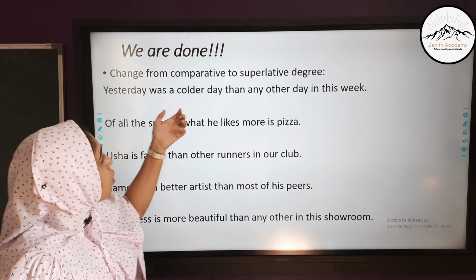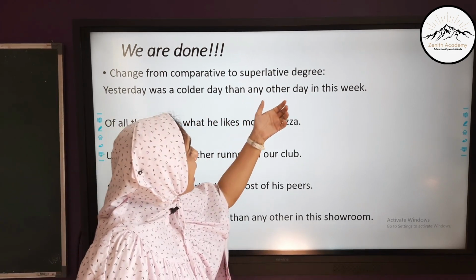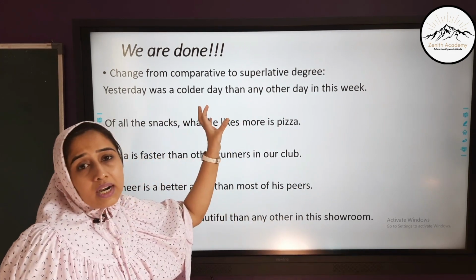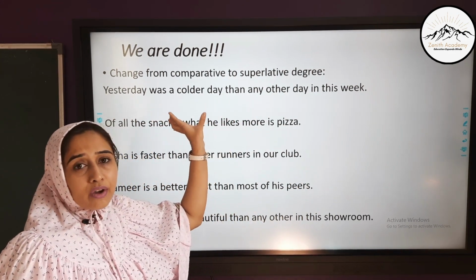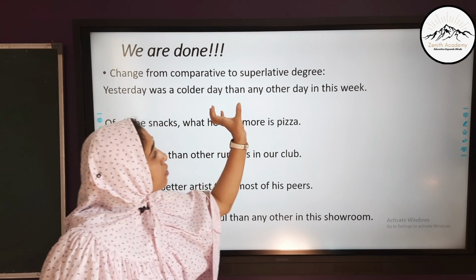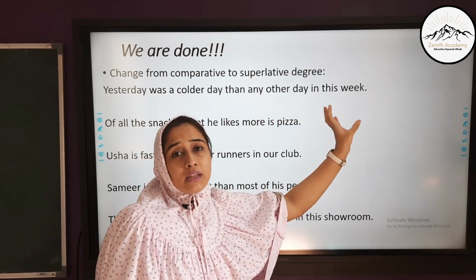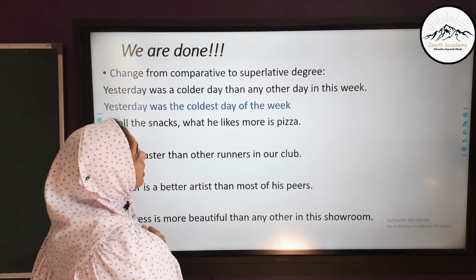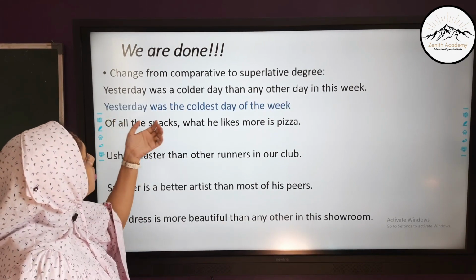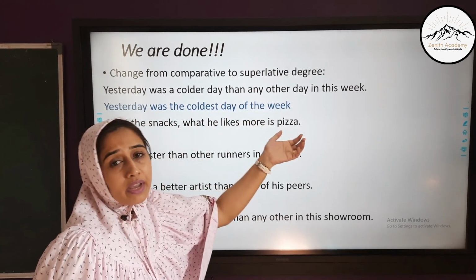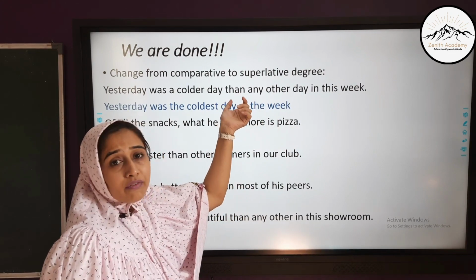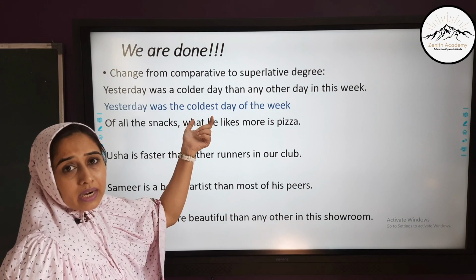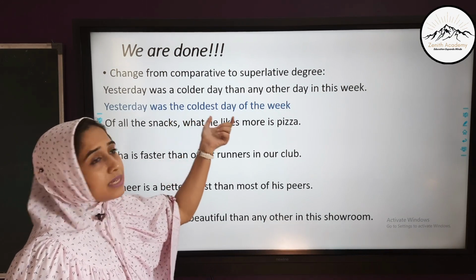Yesterday was a colder day than any other day in this week. Now yesterday was a colder day. Colder is the comparative degree of the adjective, and it was colder than all the days in the week, than any other day in this week. So the superlative degree becomes, yesterday was the coldest day of the week. Than will be removed and the will be added before the degree of comparison. So the coldest day of the week.